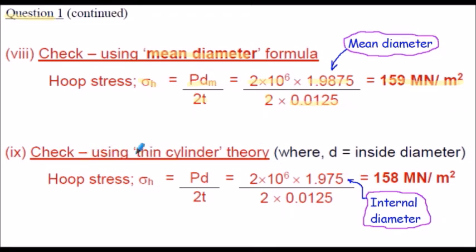And obviously if we check that with thin cylinder theory, in this case we know that will be about the same value because we've got a very, very thin wall vessel here. So using the inside diameter, of course we'll get very, very similar values, 158 meganewtons per metre squared. So for thick-walled vessels, if we want to check our hoop stress at the bore with internal pressure applied, we can use the mean diameter formula.